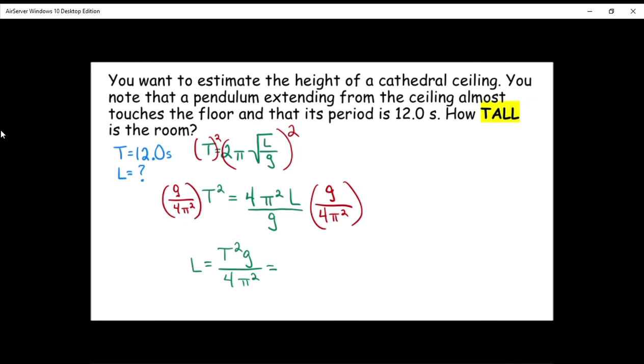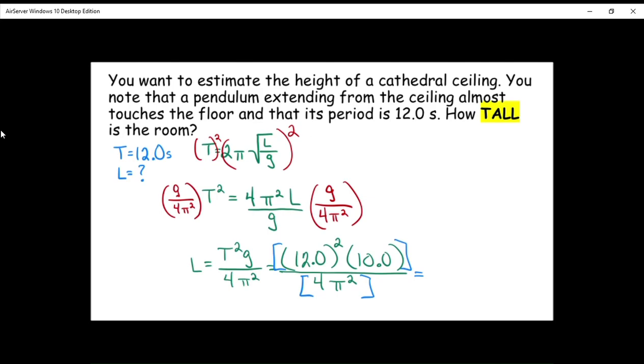All right, plug in our numbers. Our period is 12. Make sure we square it. For G, we're using 10. On the bottom, 4 pi squared. And again, use a lot of parentheses, multiply the top out, and then multiply the bottom out, divide the top by the bottom.